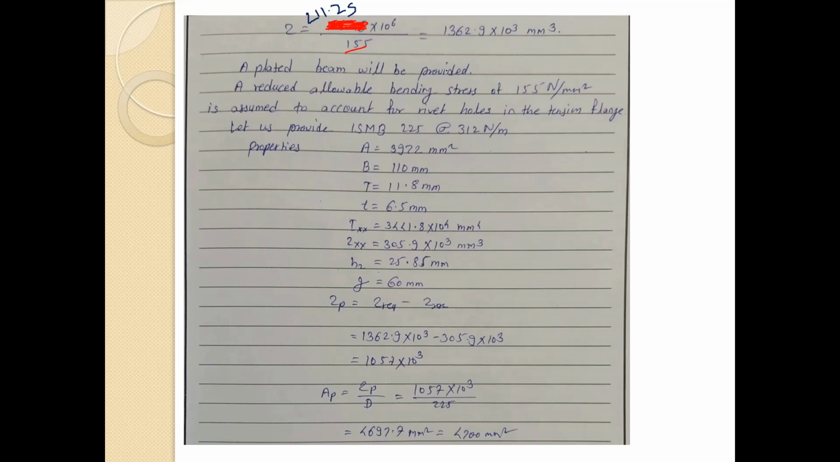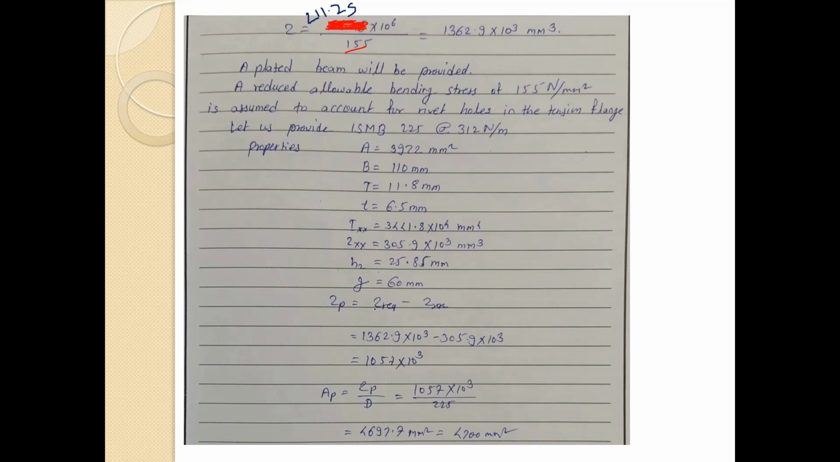So a plated section will be provided. A reduced allowable bending stress of 145 N/mm^2 is assumed to account for rivet holes in the tension flange. So let us provide ISMB 225. I will not go deep into the steel table; the properties I have taken directly from it. Area is 3972, width is 110, thickness of the flange is 11.8, and web is 6.5. Ixx, Zxx and the other properties have been given here.